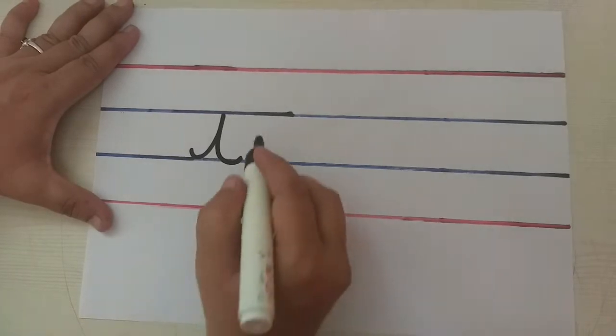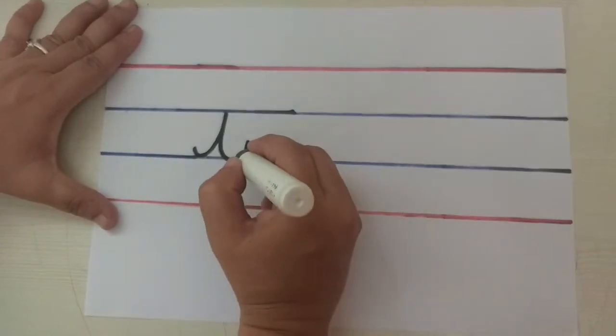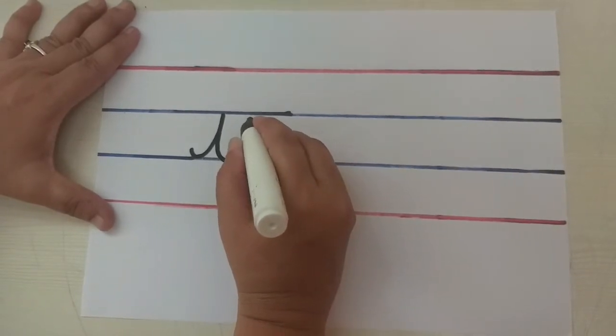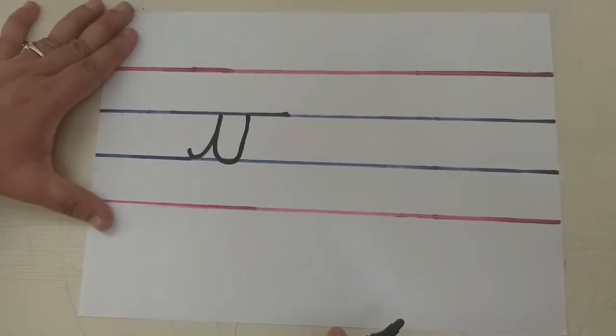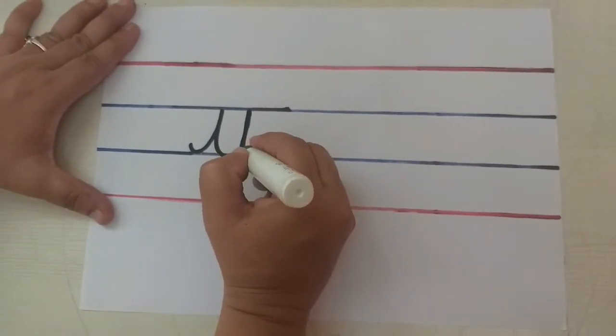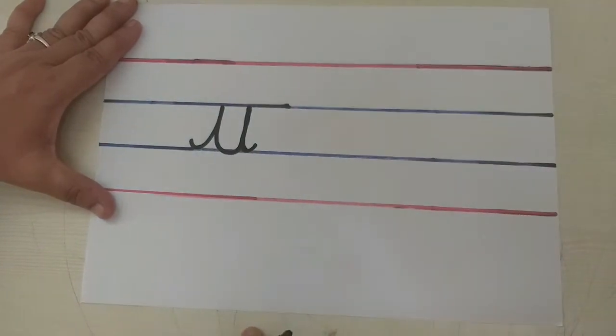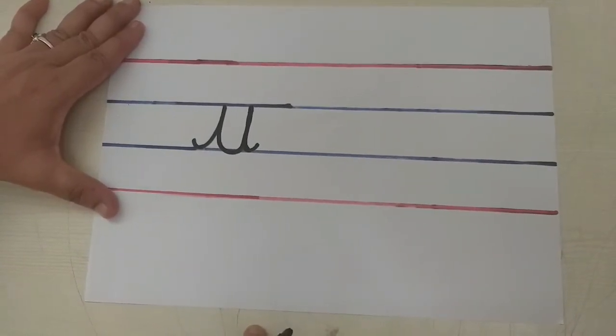Okay. Now again come down to the third blue line. Make a half curve here like that. Yes, half curve. Then again go up to the second blue line. Now again come down to the third blue line. Yes, and make a small curve. This is small cursive U.